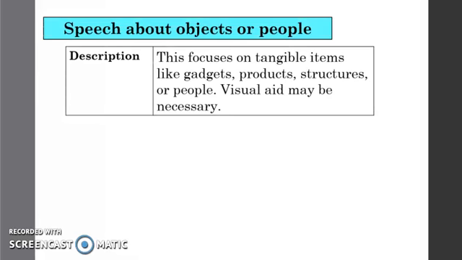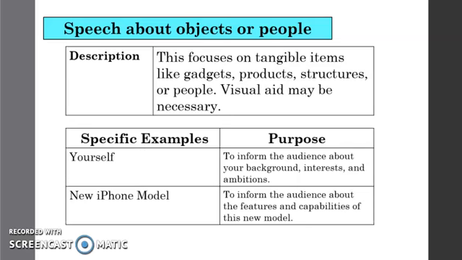Now, speech about objects or people focuses on tangible items like gadgets, products, structures, or people. Now, visual aids may be necessary. Say, I have here some examples. For example, you will inform about yourself. Now, the purpose could be to inform the audience about your background, interests, and ambitions. Another example for gadgets, we have the new iPhone model. Now, the purpose in writing about this one could be to inform the audience about the features and capabilities of this new model.